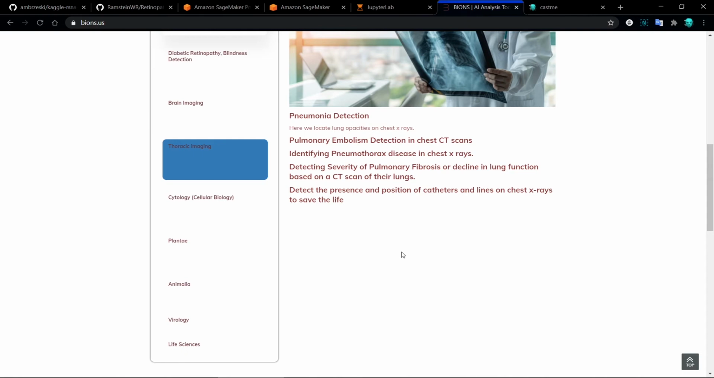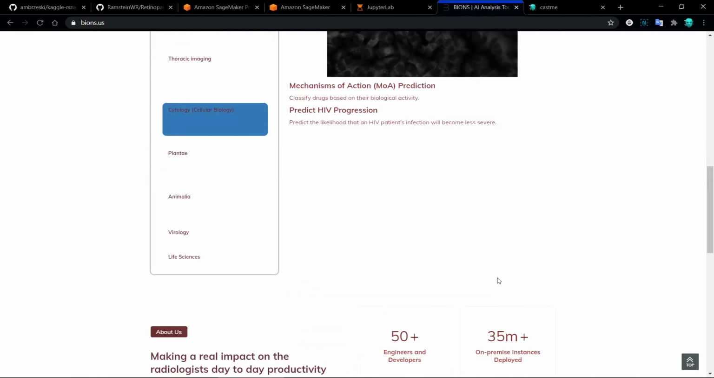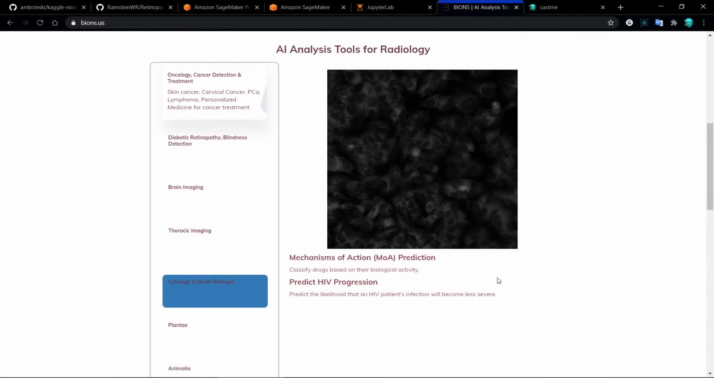Let's go with cytology, cellular biology. Let's go over some of the topics here. This is the mechanism of action prediction for cells. This image has been grabbed from the mechanism of action prediction. You can see the cellular image at the level of microscopy that they have. We classify the drugs based on their biological activity. We even predict HIV progression, predicting that HIV patients' infection will become less severe.